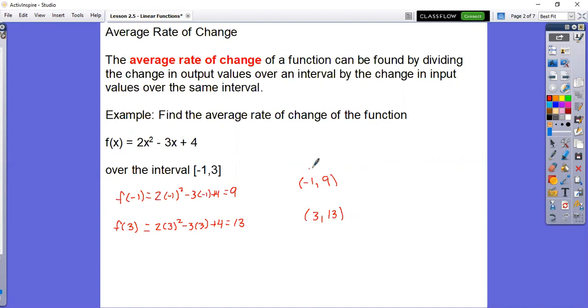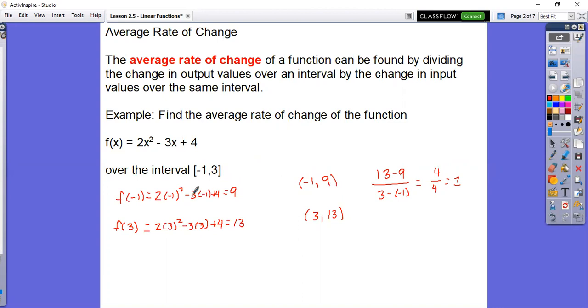So to find the slope, or sorry, not the slope, to find the average rate of change of this function, I will do the change in the output. That is 13 minus 9 divided by the change in the input, which is 3 minus -1. So this is 4 divided by 4, which equals 1. So for this function, over this interval -1 to 3, the average rate of change of the function is 1. Average rate of change is going to relate to slope.